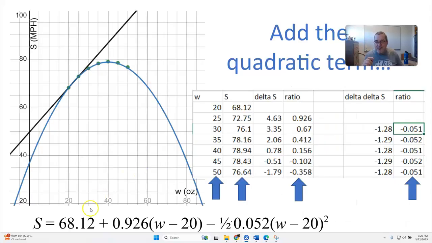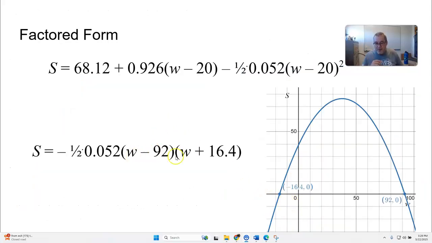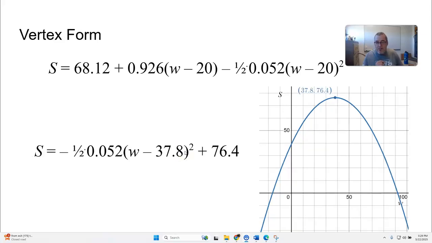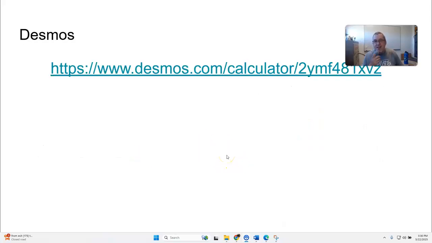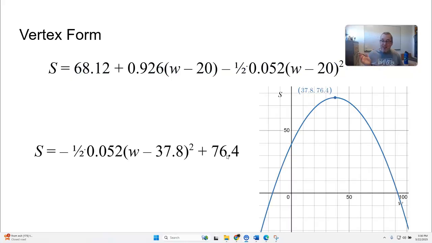So we've got it all now. We've got standard form with a reference. We've got factored form, two factors with zeros of 92 and negative 16.4. And we've got vertex form with a vertex of 37.8, 76.4. Beautiful. I want to pause there for just a minute, let you get your breath on this thing, take a deep breath and think through all that just happened here. But then I have one more thing to wrap it up.